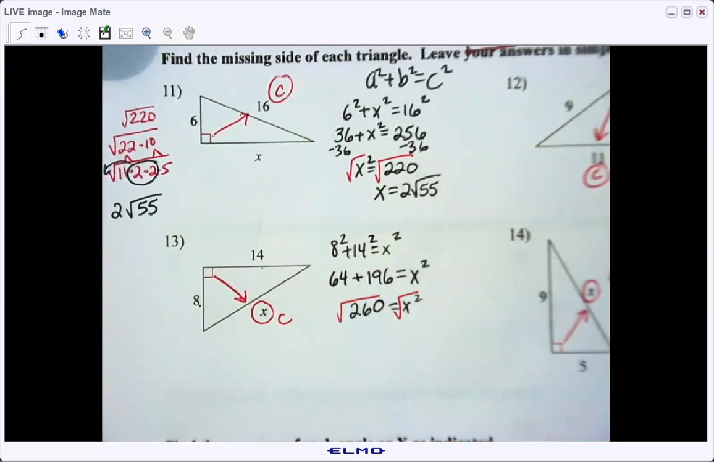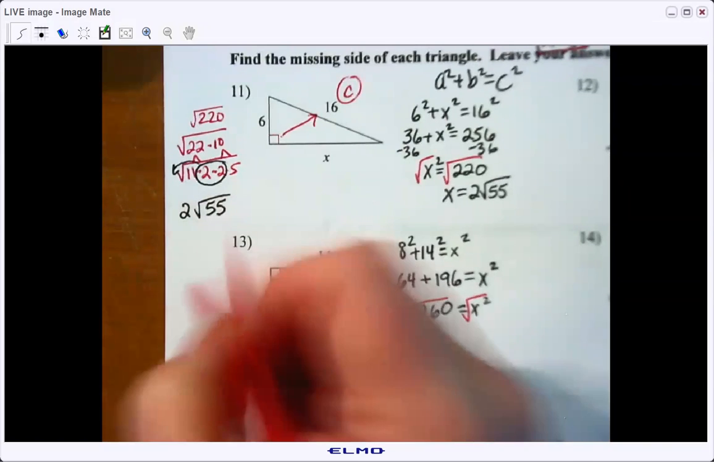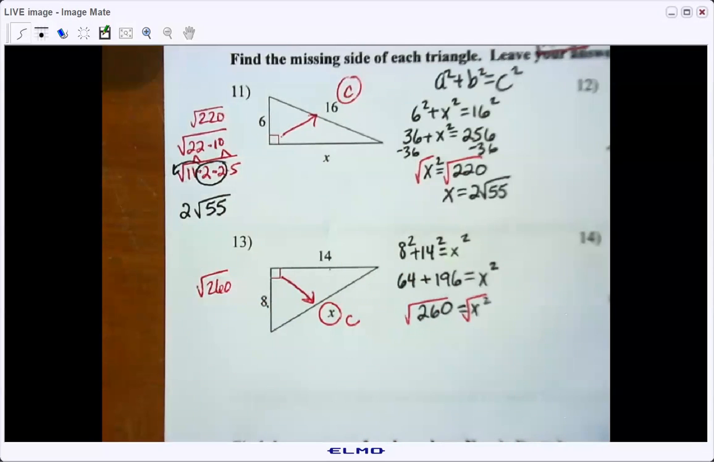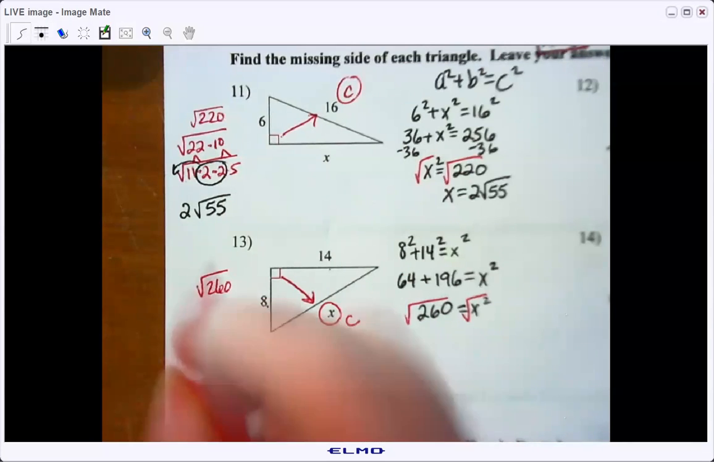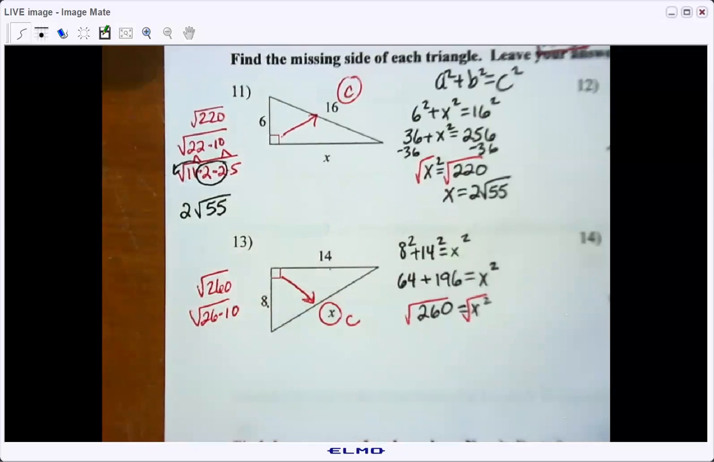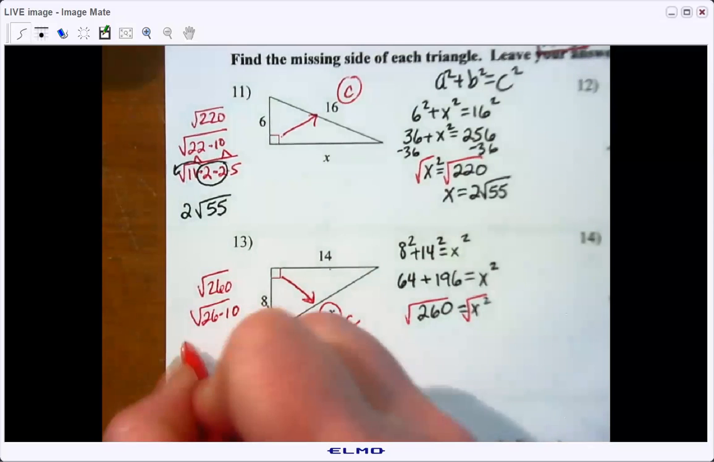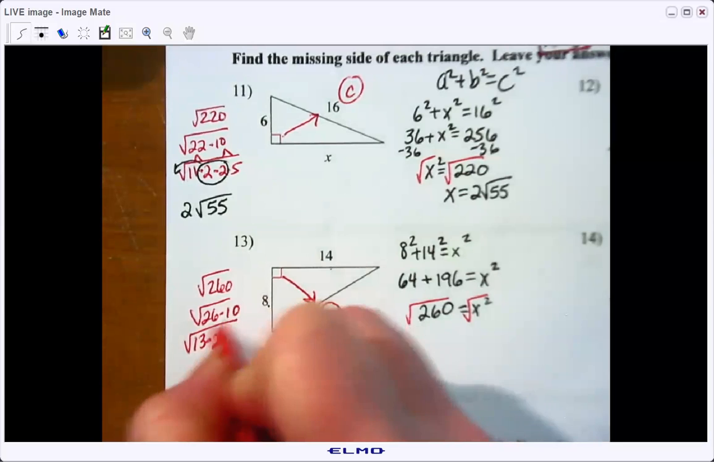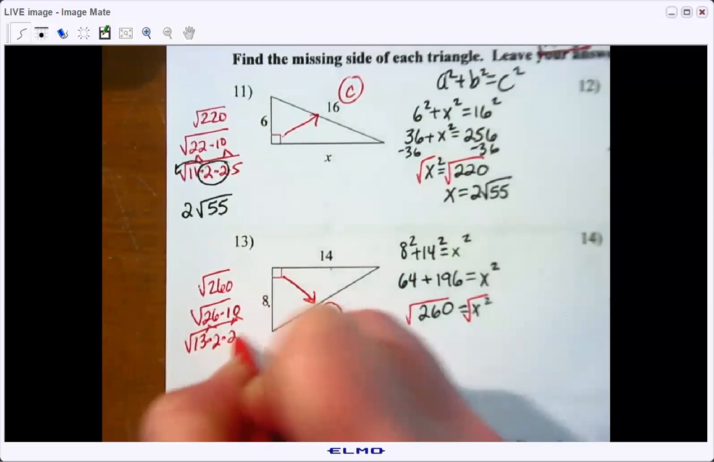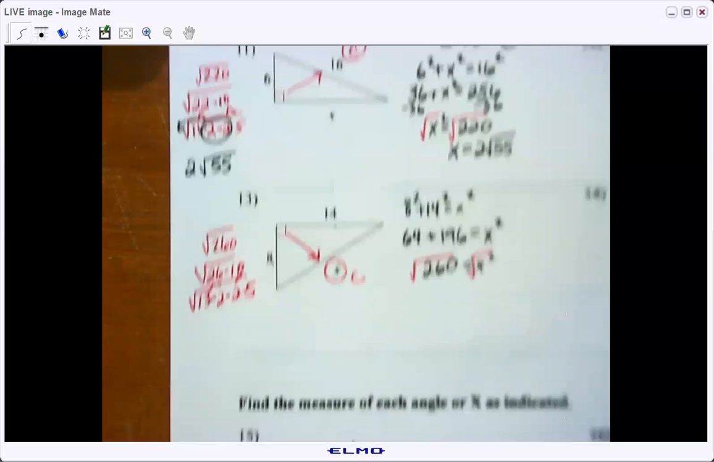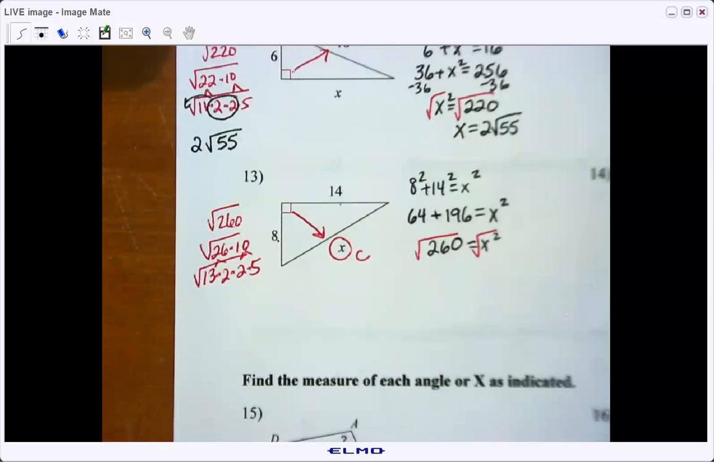And I'll come over here and I'll break it down. So the square root of 260. Again, I see a 10 in there. So 26 times 10. Okay, so this is 13 times 2. And this is 2 times 5. Okay, 13 is prime. Those are all prime numbers. I can't break them down anymore.